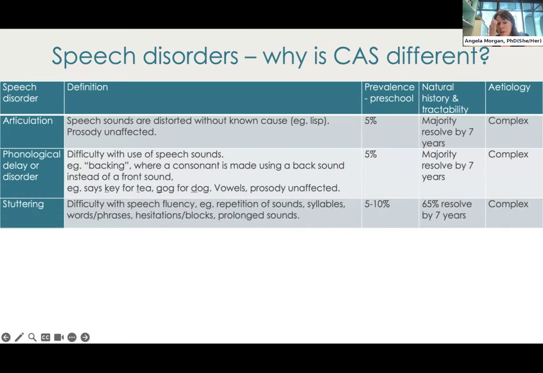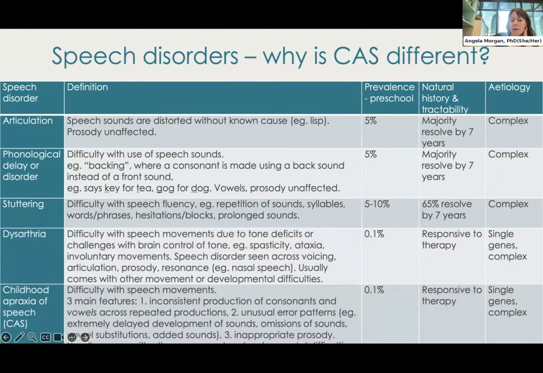Then we also have stuttering. I think stuttering is something that the general public feel really comfortable in detecting. It's a little easier to describe. Stuttering is also very common in the early years, but thankfully for many children, it does resolve. And for some, it does still persist. There are a number of treatments available. They don't work for everybody, but in general, we do have some quite successful therapies for stuttering, and we do see a lot of resolution of stuttering over time, which is great.